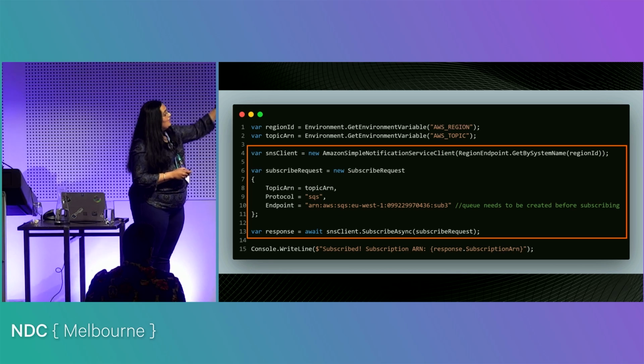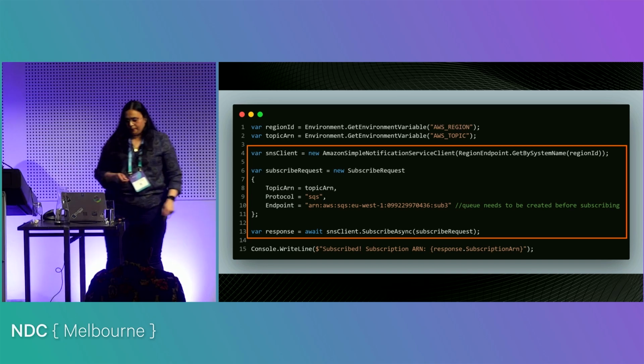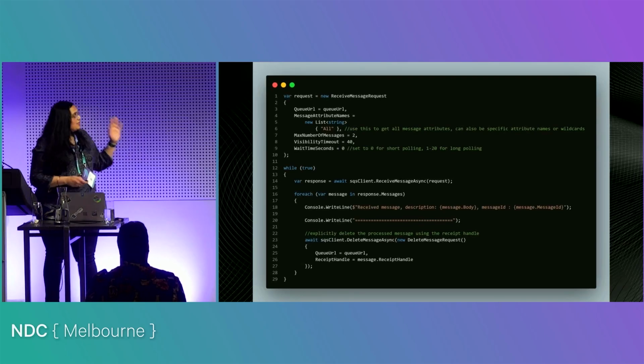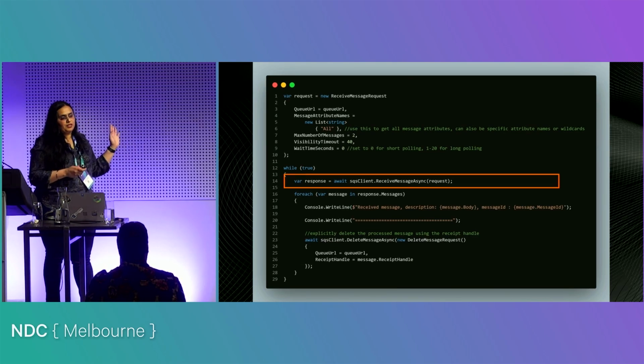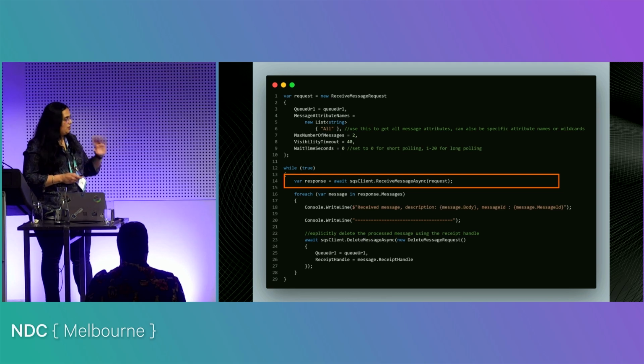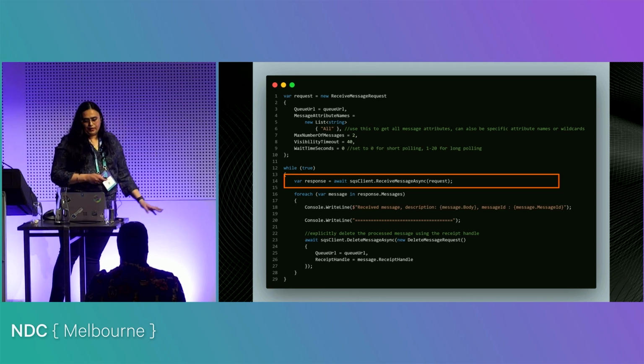Gotcha here is that endpoint that you see there, that is the ARN of a queue. That queue needs to be created beforehand before you start subscribing to the topic. And from there on, the receive method is all what we have discussed, nothing new there. Receive from the queue, read from the message, and process and delete it.